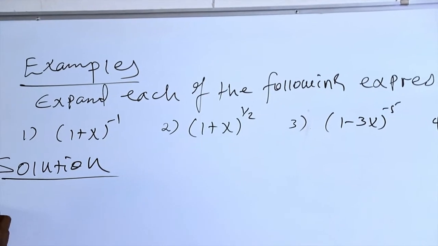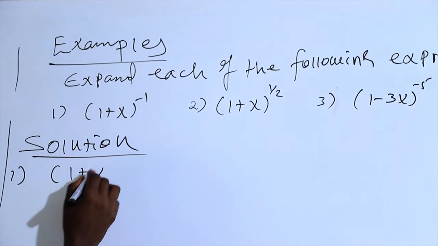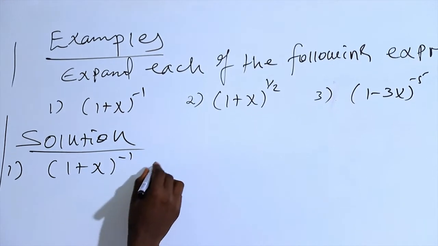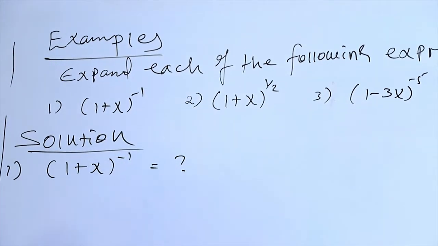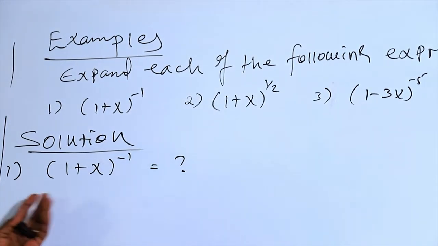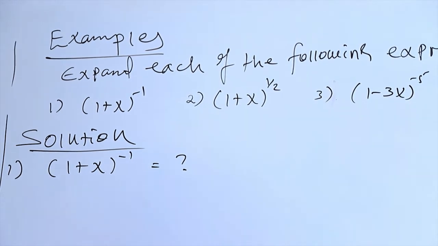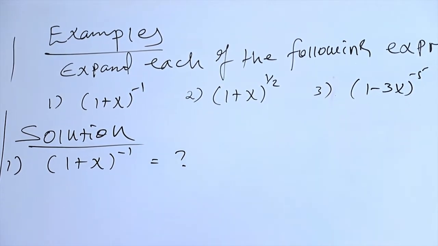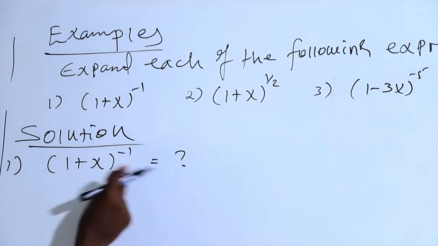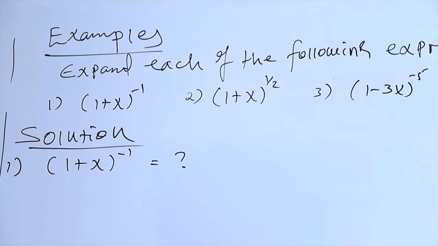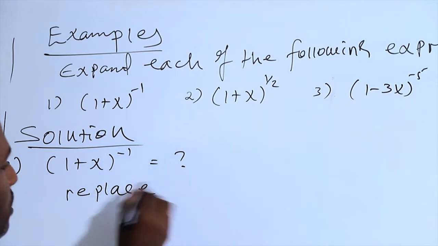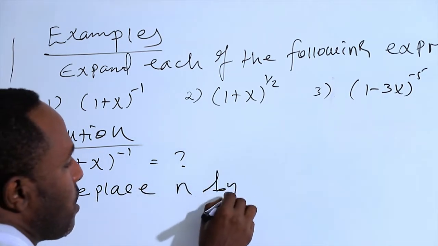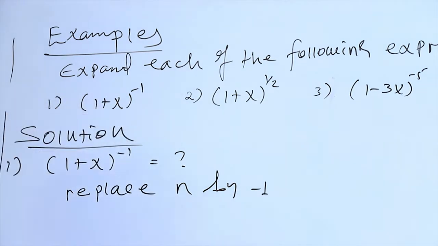So the first part is 1 plus x to the power of minus 1, which equals what? What would be the expansion? Using the binomial series, we can expand such mathematical expressions. But here, instead of n, we have to put in the value, which is minus 1. So first we replace n by minus 1.